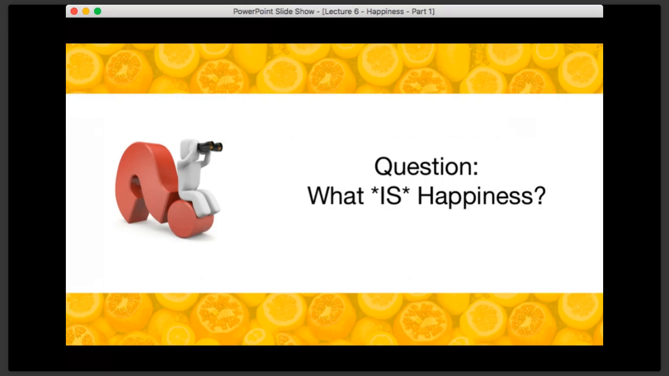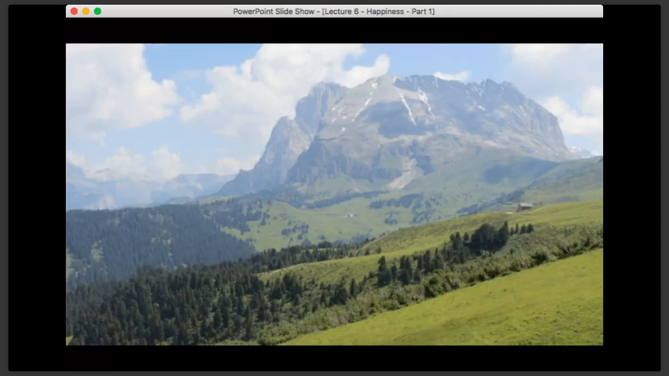So now for the nitty-gritty. What is happiness? In answering that question, I want you to look at this landscape and tell me where the beauty is. Where's the beauty in this picture? I hope that as I ask that question, what comes up for you is there's a lot of beauty in that picture.